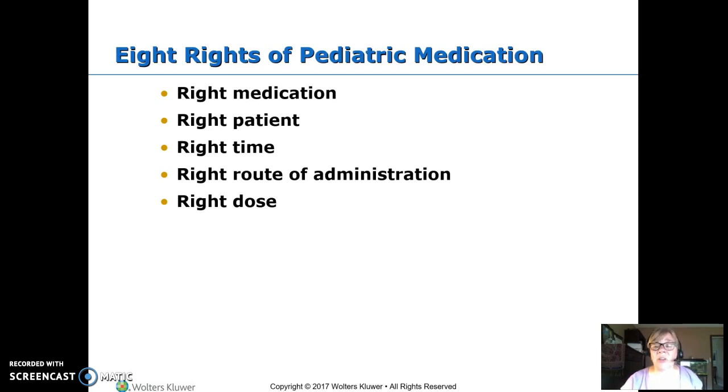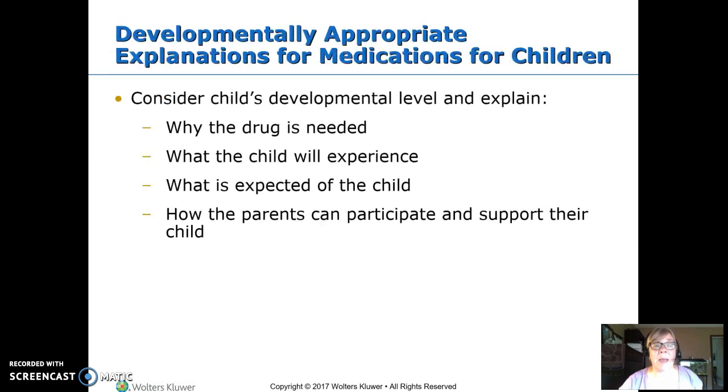Right medication, look at it. Some medications have similar names, so look closely. Right patient. Some patients have similar names. Look closely. Right time, right route, and the right dose. We do have the scanners now to help ensure that we're giving medication safely, but it's still our job to look and think about it.